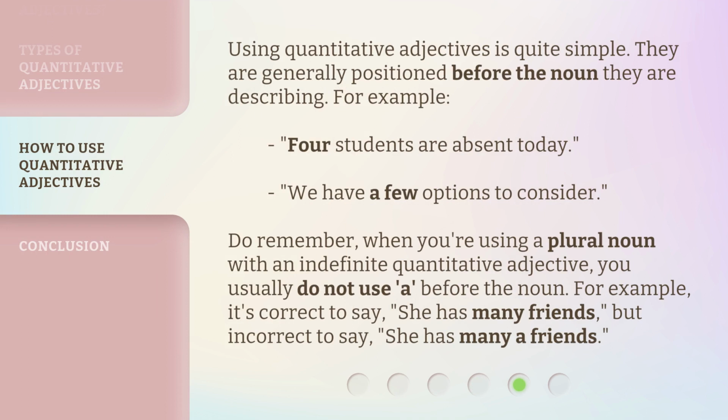Using quantitative adjectives is quite simple. They are generally positioned before the noun they are describing. For example, 4 students are absent today. We have a few options to consider.